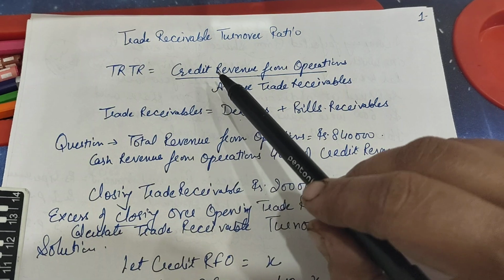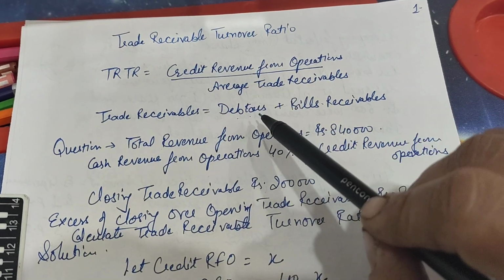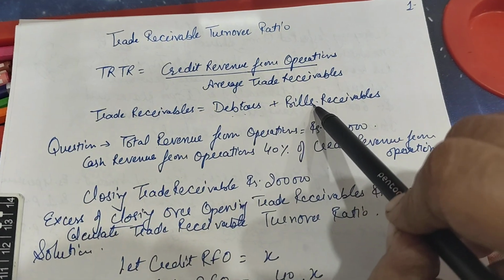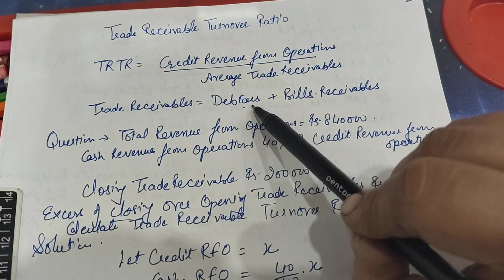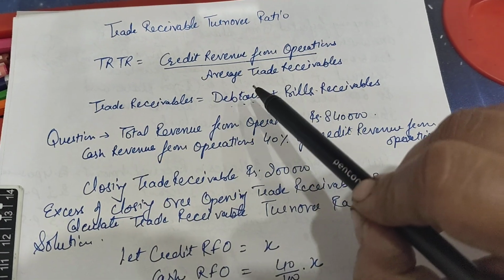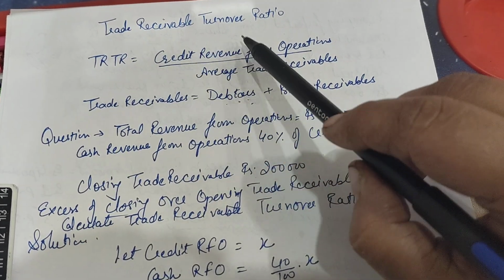So it's very easy to remember this formula. It's not tough if you understand what debtors are and what bills receivable represent. Trade receivables means how much amount is receivable from debtors and bills receivable, which are in the business because of credit sales.